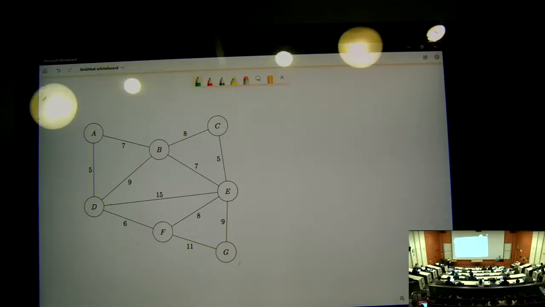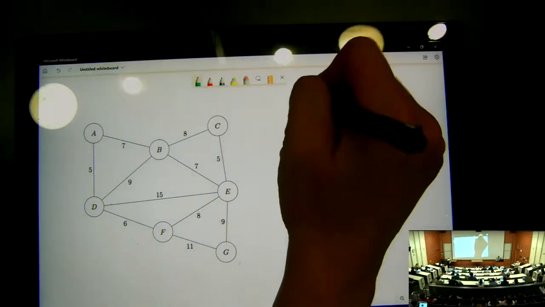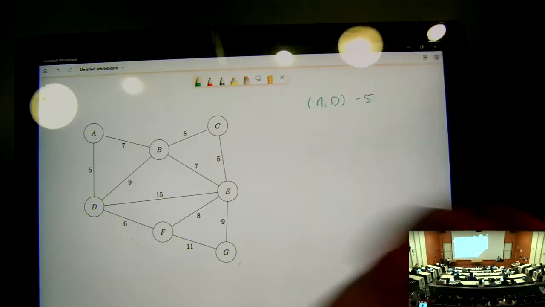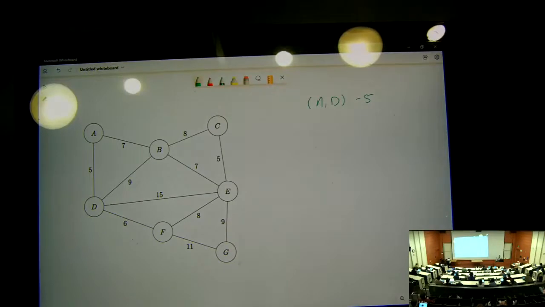So, which edge in our current graph is the smallest? What do we see? 5. I agree. So you could go out and write up maybe A to D, that's the smallest edge, that's 5. Or I'm just going to draw it here. And what we're going to do in Kruskal's is start off by sorting the edges.